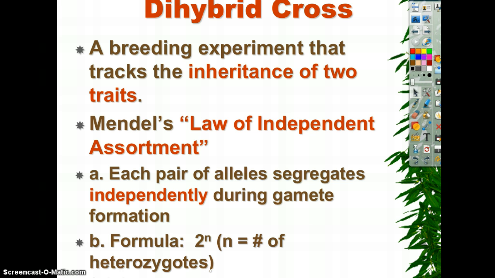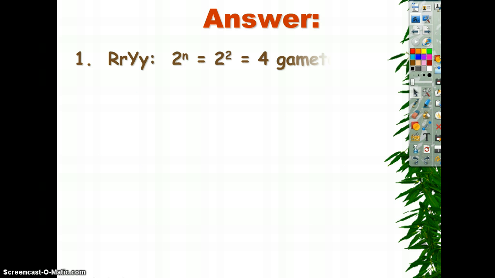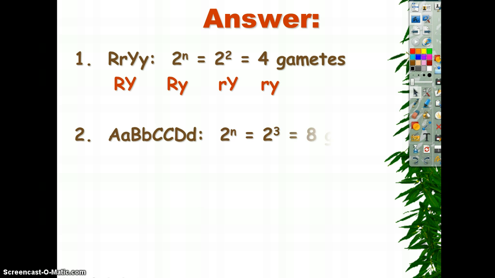And then there's a formula to figure out how many different gametes a person can produce. It's 2 to the n. Here's some examples. And you want to look at the number of heterozygotes in the genotype. So in number 1, we have 2 heterozygotes. So 2 to the second, 2 times 2. So that person would produce 4 different gametes. There's all the possibilities. And I'm going to show you how to figure out the possibilities later.